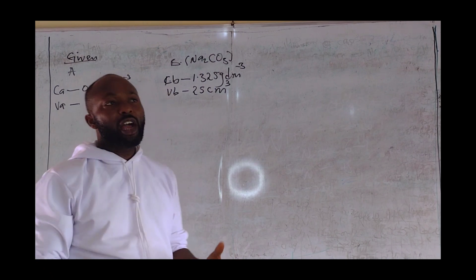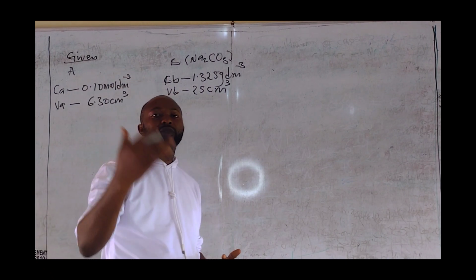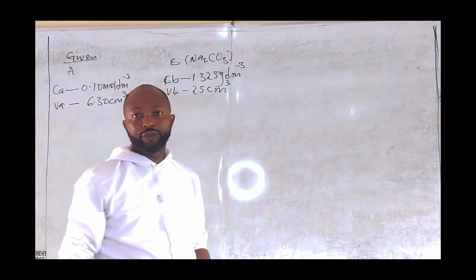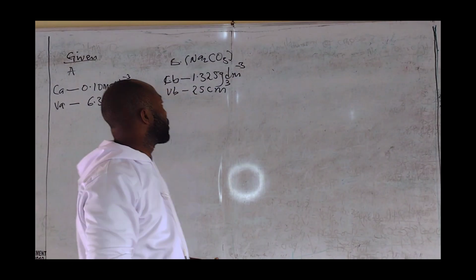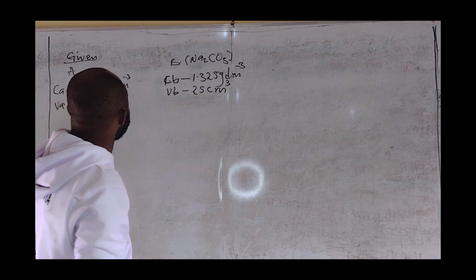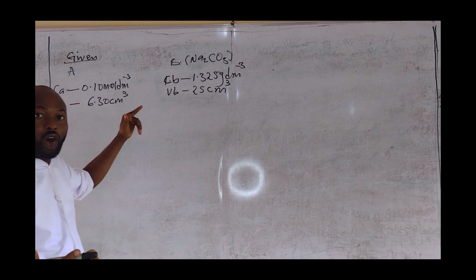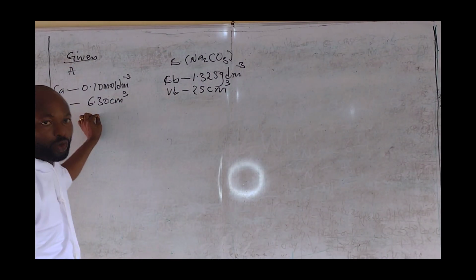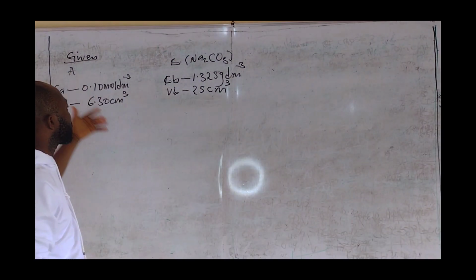So remember, we have various formulas. Amount is mass over relative molecular mass, and we also have amount equals molar concentration times volume, volume in dm cube. So in this case, we are going to be using that for the acid. Remember, we're going to be using molar concentration times volume in dm cube because we have the molar concentration and we have the volume given. So we move straight forward to use that.